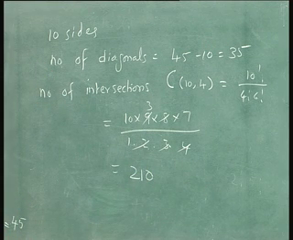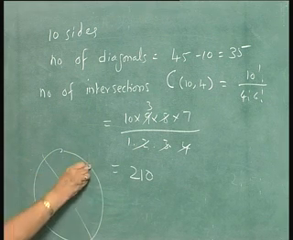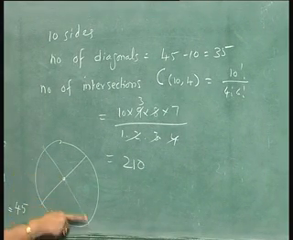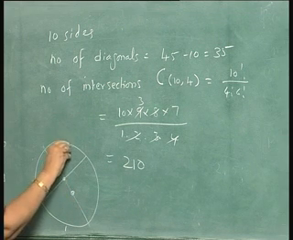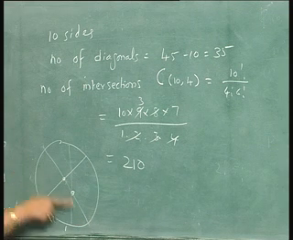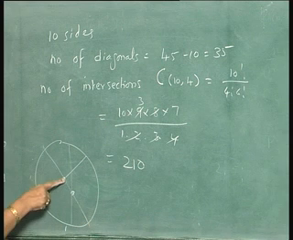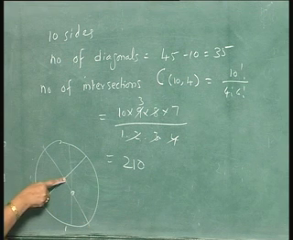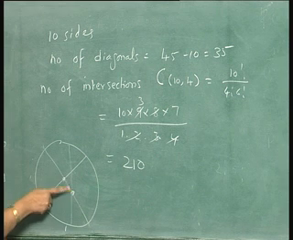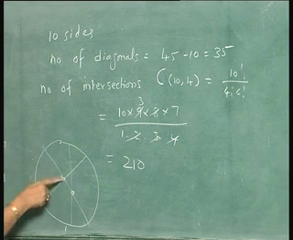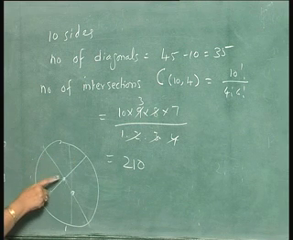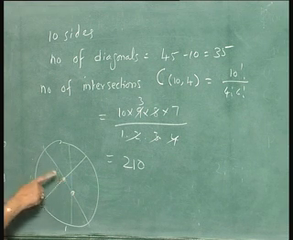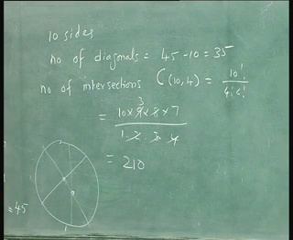So, the number of intersections is 210. Let us just consider 2 diagonals. This is one diagonal, and suppose there are 2 intersections on this line. Initially you had only one segment. This intersection has added this line segment, and this intersection has added this line segment. So, each intersection adds one line segment for our calculation, and this intersection is on 2 diagonals. So, it will add one line segment in one diagonal and another line segment in another diagonal. So, each intersection will add 2 line segments.